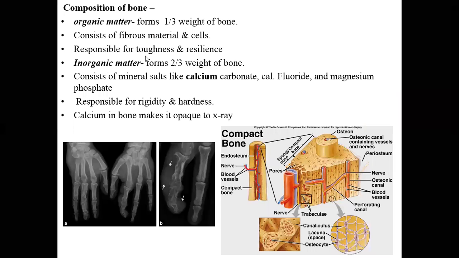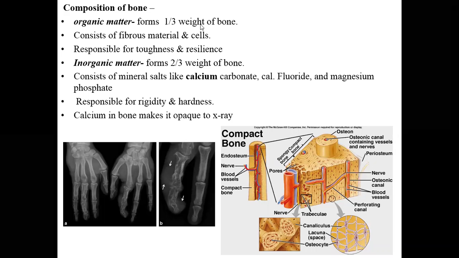Now, what is the composition of bone? What is a bone made of? What is the structure that a bone has? It has got two parts: an organic part and an inorganic part. The organic part constitutes 1/3 of the weight of the bone, whereas the inorganic part constitutes 2/3 of the weight of the bone.